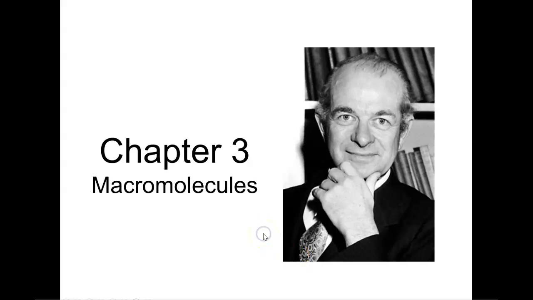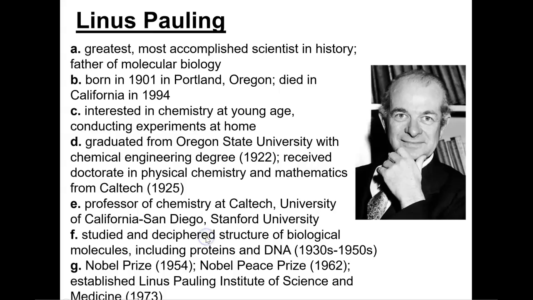Today we're starting chapter 3 on macromolecules. Macromolecules are going to be larger molecules that are made up of smaller things. So we're going to have 4 important different types of macromolecules that we're going to cover in this unit. So starting us out, we have this famous scientist here.